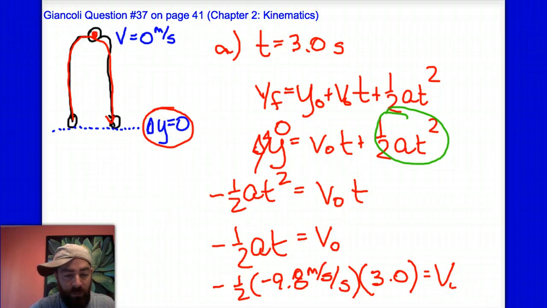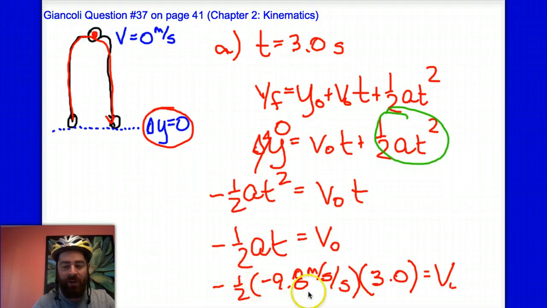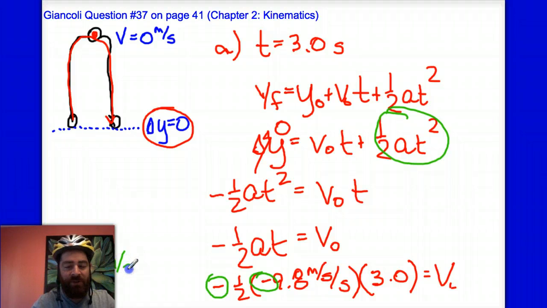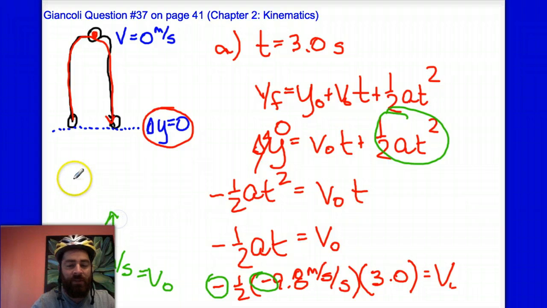Plugging these numbers into my calculator, I get really the same thing. 1/2 of 3 is 1.5, and I end up multiplying that by 9.8. Notice that the negative signs here are going to cancel out, the negative here and the negative here, and I end up getting the same thing. 14.7 meters per second is equal to my initial velocity. Dealing with my significance, I'll round that to 15 meters per second.